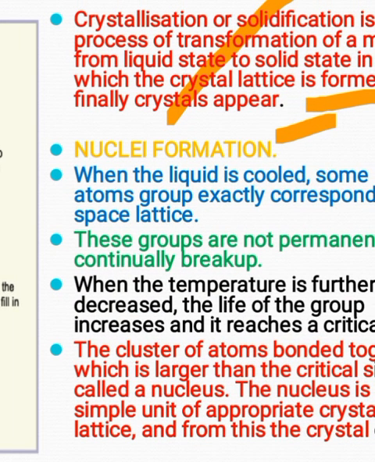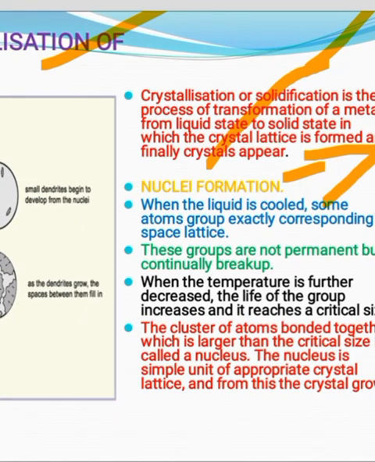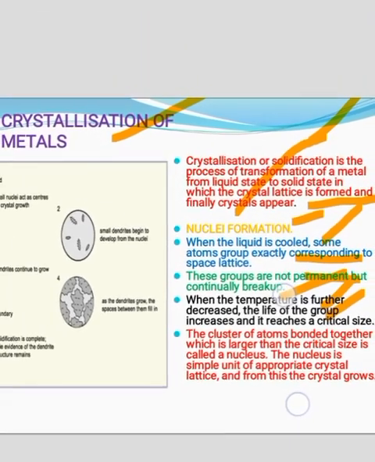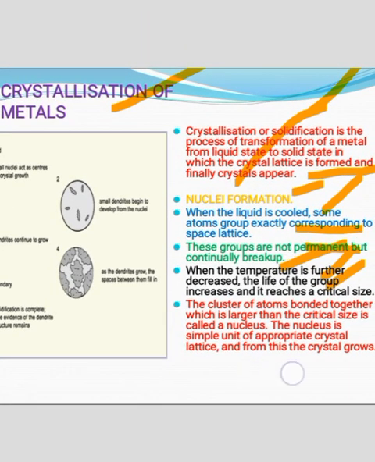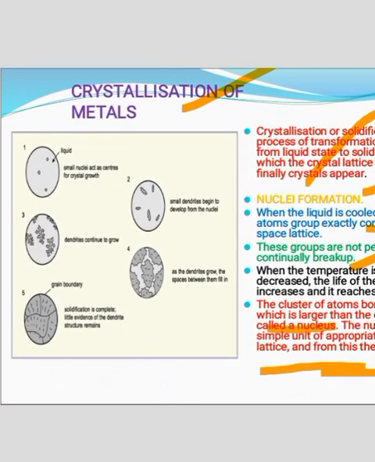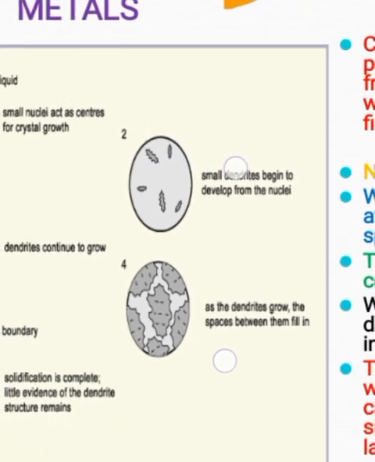Nuclei formation: when the liquid is cooled, some atoms group together exactly corresponding to the space lattice. These groups are not permitted to survive because of continual breakup. When the temperature is further decreased, the life of the group increases and reaches the critical size. A cluster of atoms bonded together that is larger than the critical size is called a nucleus. The nucleus is a simple unit of the appropriate crystal lattice and forms the basis of crystal growth. So this is the crystallization of a metal.